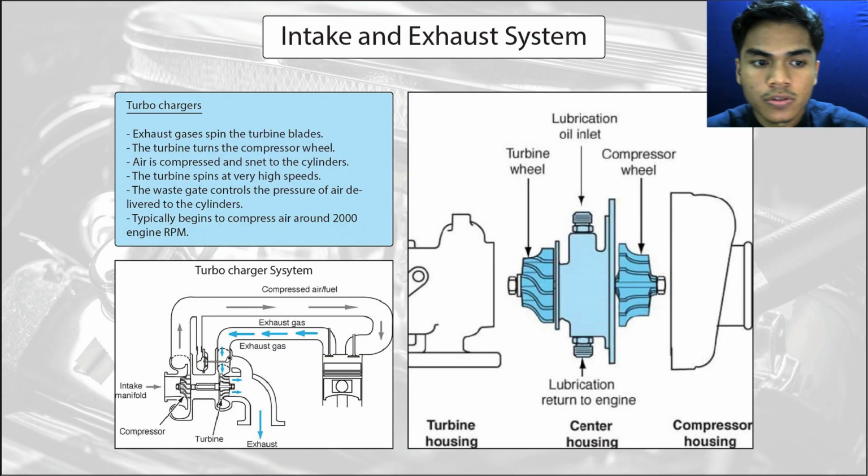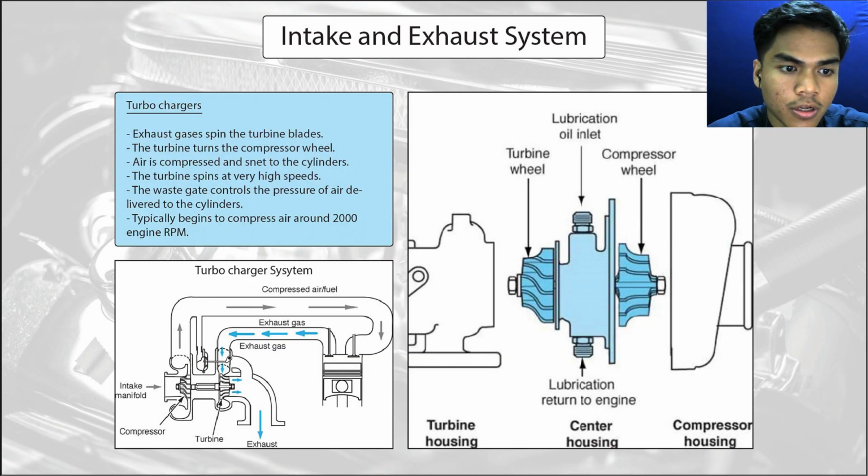Turbochargers. So how does a turbocharger work? The exhaust gases spin the turbine blades. Then the turbine turns the compressor wheel. Then air is compressed and sent to the cylinders. The turbine spins at very high speeds, and the wastegate controls the pressure of air delivered to the cylinders. The process typically begins to compress air around 2000 engine RPM.